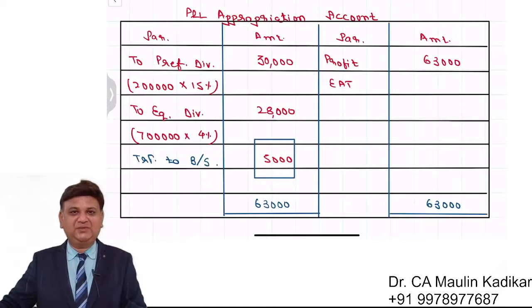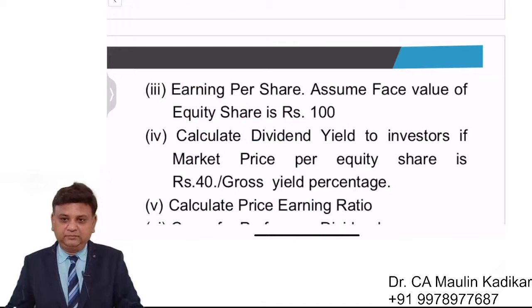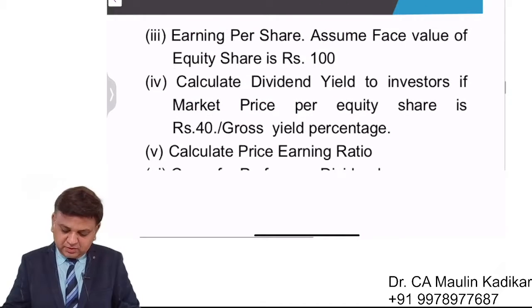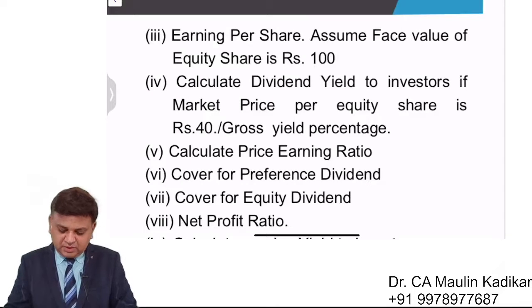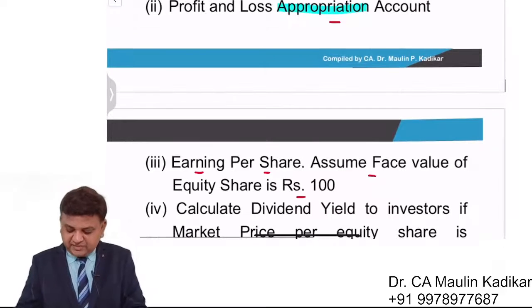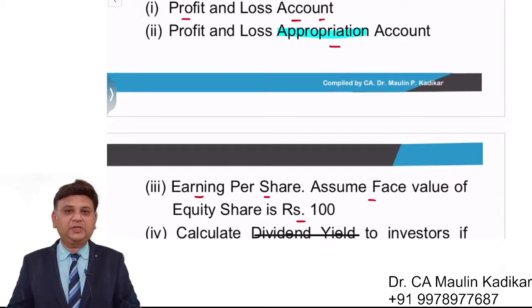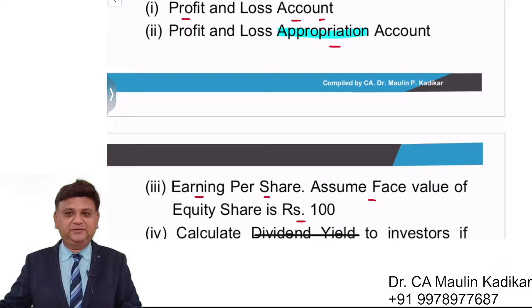P&L appropriation account. Third question: we are required to make the calculation of earning per share, assuming the face value of equity share is 100. I request you to answer the third question and put your answer in the chat box.